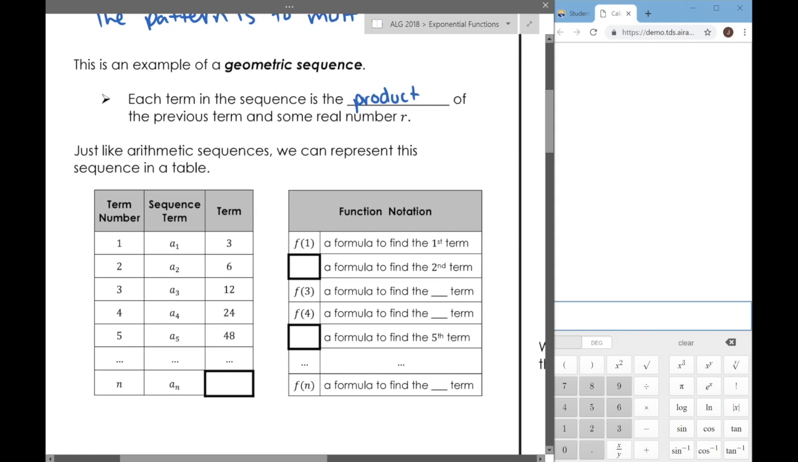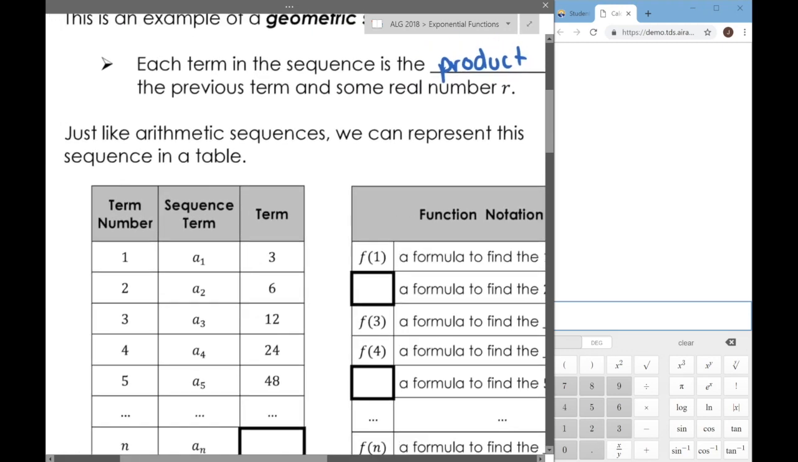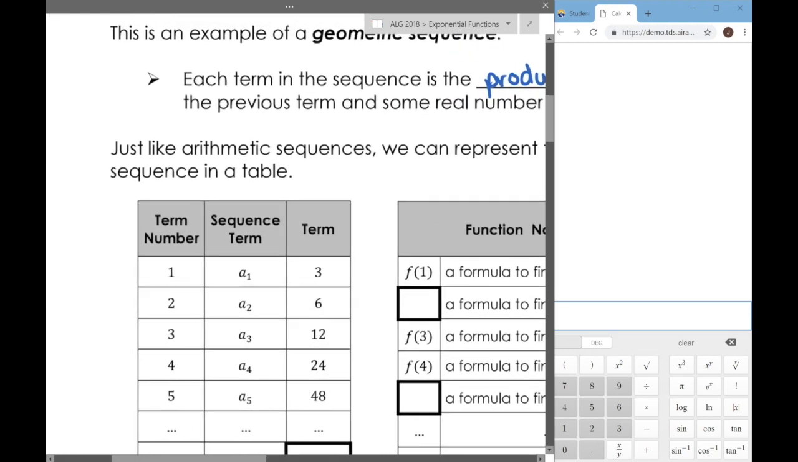Just like arithmetic sequences, we can represent the sequence in a table. Okay? So just to clarify, the term number is just whatever number you're solving for. So if I say, hey, find the 10th term, you'd put 10 in term number. Okay? How we write it, my first term is going to be labeled A1, and then that term is whatever they give you. So A1 will always be 3. Okay, my first term is always 3.